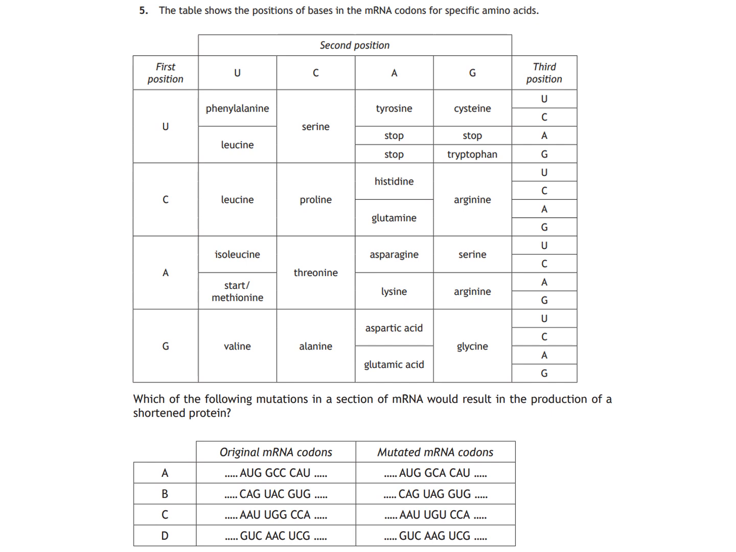So here we have a mutations question that revolves around an mRNA codon table. We should be familiar with that from gene expression. And we're being asked which of the following mutations in a section of mRNA would result in the production of a shortened protein. So remember, shortened protein we're thinking about our nonsense mutation, and we're looking for the presence of an early stop codon. So identify where our stop codons are in the table, and then what are the sequences?